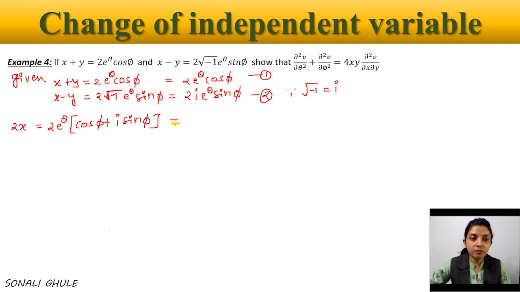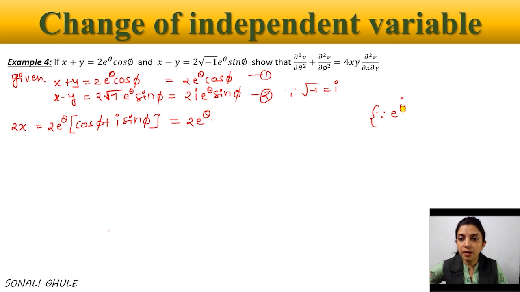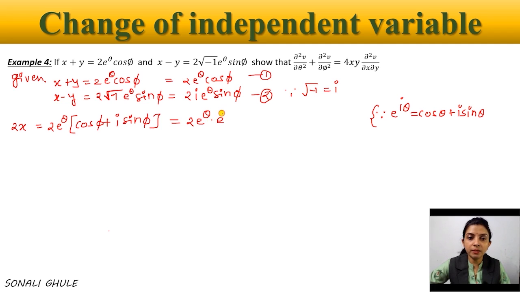That is equal to 2 e to the power θ into... Now we all know e to the power iθ can be written as cos θ plus i sin θ. So I can write cos φ plus i sin φ as e to the power iφ. Means it is 2 e to the power θ plus iφ. Right? So this is your value for x. The 2 gets cancelled: e to the power θ plus iφ.